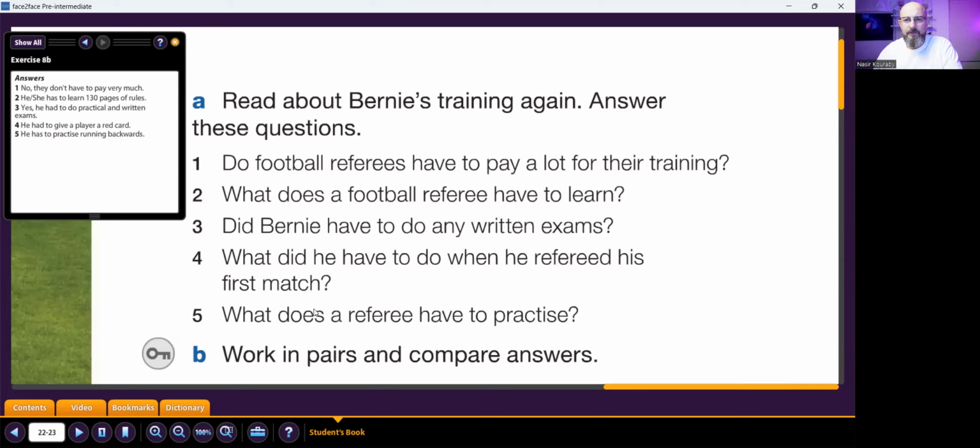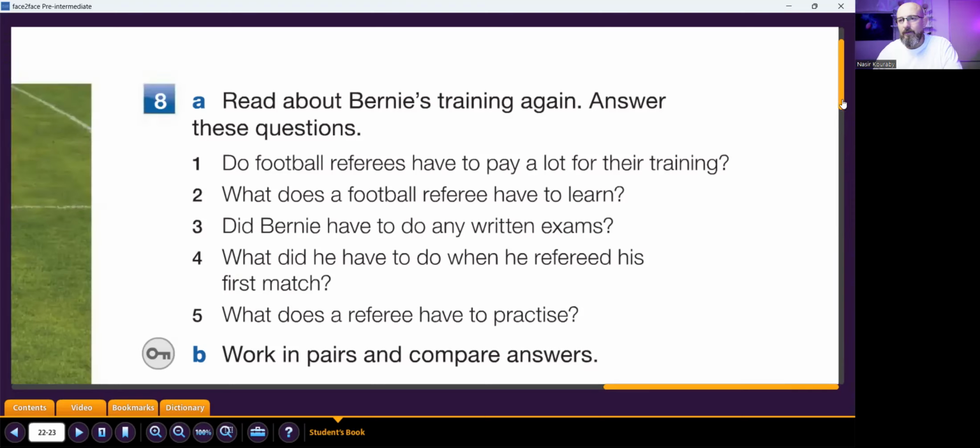Number 3, did Bernie have to do any written exams? Yes, he had to do practical and written exams. Number 4, what did he have to do when he refereed his first match? He had to give a player a red card. Number 5, what does the referee have to practice? He has to practice running backwards.